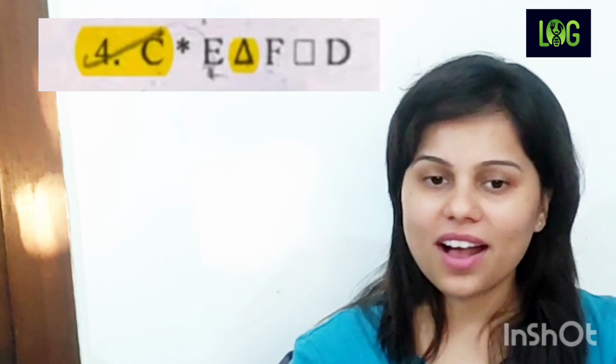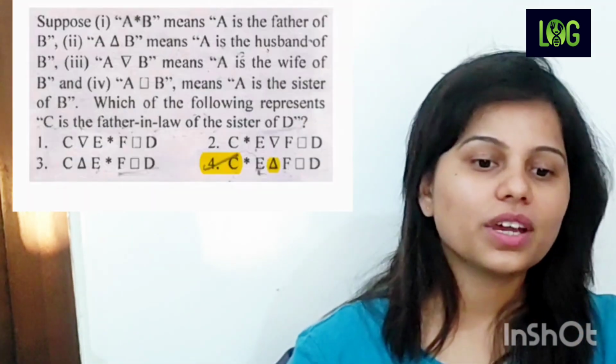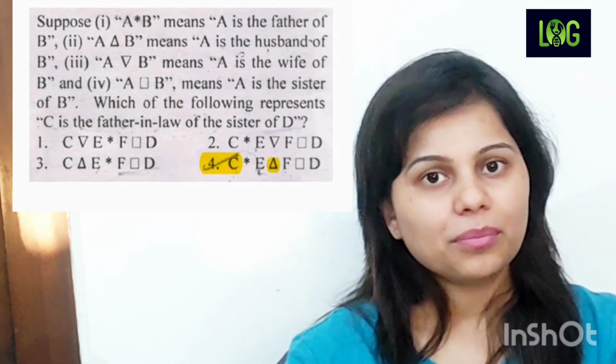The question that they are asking is which of the following represent C is the father-in-law of the sister of D. So here, if you check, F is the sister of D and C is the father-in-law of F. So actually it satisfies the question that they have asked. So you can just pick this option number 4. Now if time permits, you can check other options too. But if you are very confident that this is the right answer, then you can click on the right answer and complete your paper.